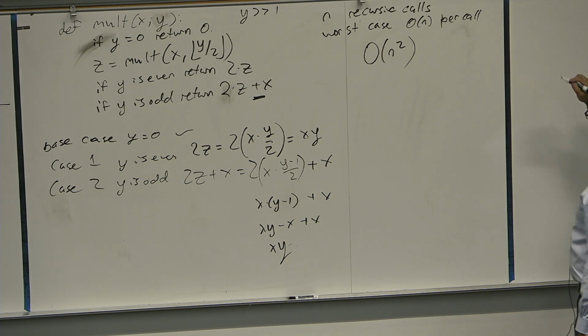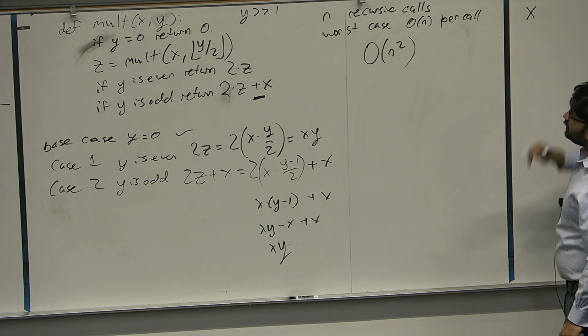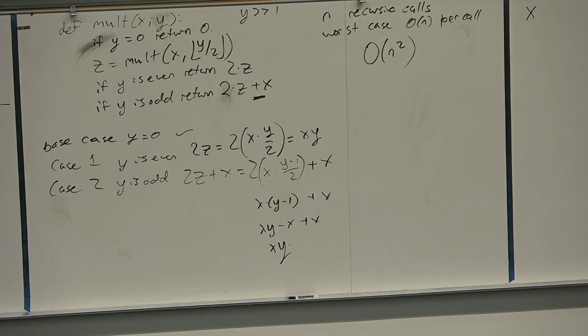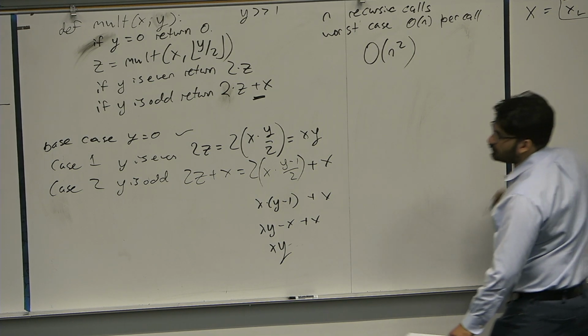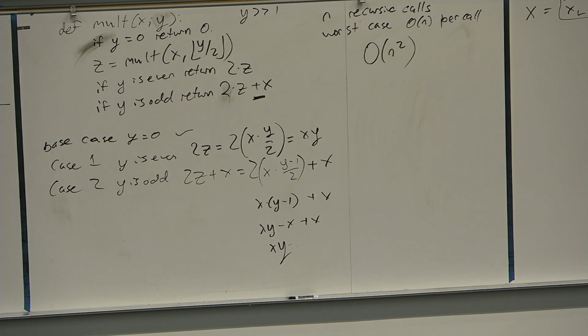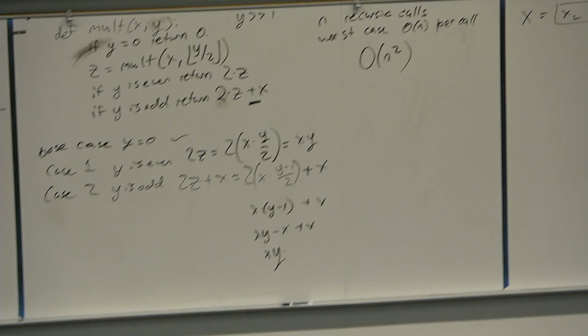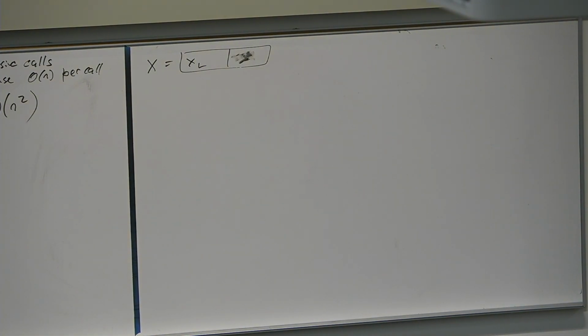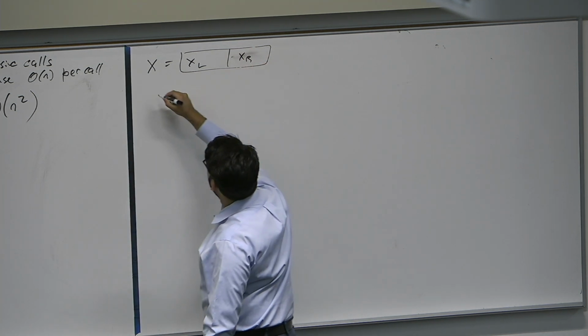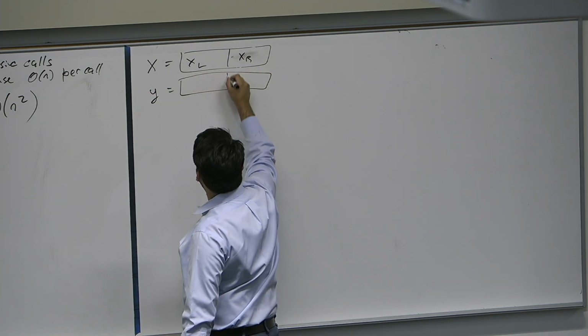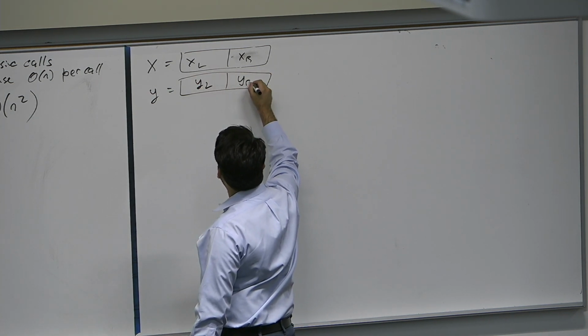Let's do a third algorithm. Instead of splitting recursive calls of x and y into one bit at a time, let's try to split the bits in half. So let's say x is split its bits, as if it was an array, into two halves, which is xl and xr, and then y will split as well into yl and yr, right?